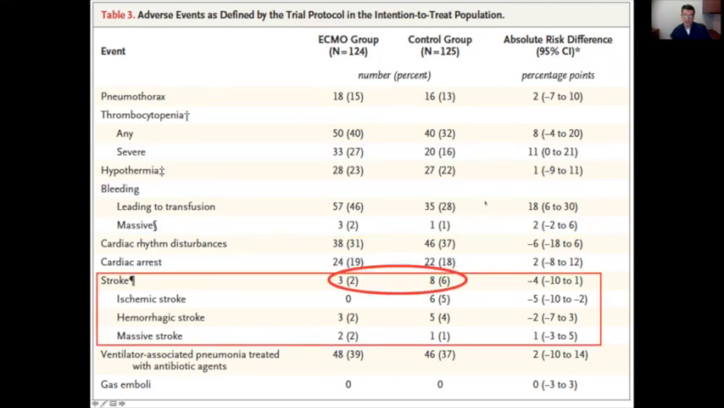And this is interesting food for thought. We always think about ECMO as being associated with stroke, particularly hemorrhagic stroke. You can see that there were actually fewer ischemic strokes in the ECMO group, as well as hemorrhagic strokes, one more massive stroke. So it's not at all clear that ECMO itself is associated with stroke and not just being critically ill, at least under the conditions of this trial.